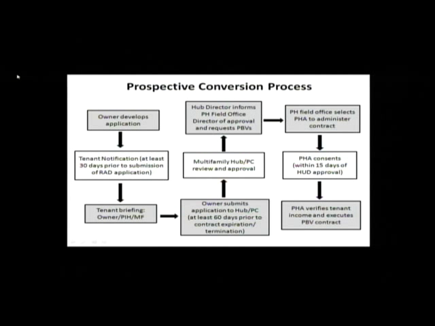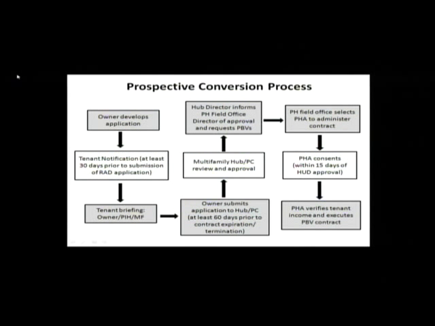So the owner develops the application, the request, following the guidance in the RAD notice. As part of that, the owner is to provide tenant notification and a 30-day tenant comment period. Tenants are provided a briefing by the owner, with the multifamily and the public housing field office staff providing the briefing and the owner present. When that is complete, the owner submits the application to the office. 60 days prior to contract expiration or termination, the multifamily hub staff reviews the owner's request.